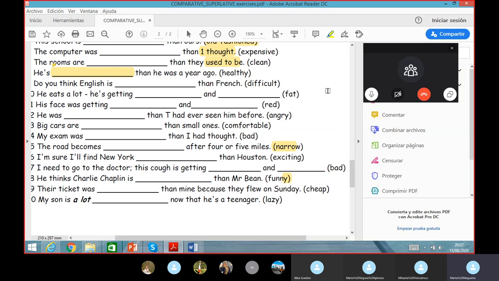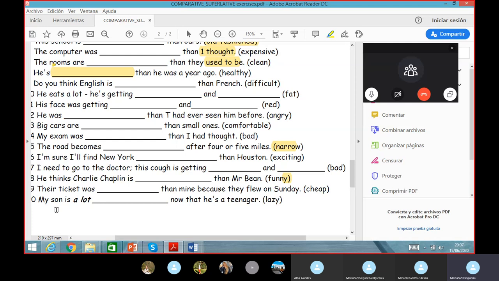Next, their ticket was cheaper. Cheaper than mine because they flew on Sunday. Cheaper. ¿Vale? Sé que es un adjetivo corto, entonces pongo ER. Aunque oiga un nativo decir more cheap, está mal, ¿vale? Por lo que os he explicado antes. Es decir, que podréis oír more cheap, pero gramaticalmente está mal. Y para el examen está mal, ¿vale?